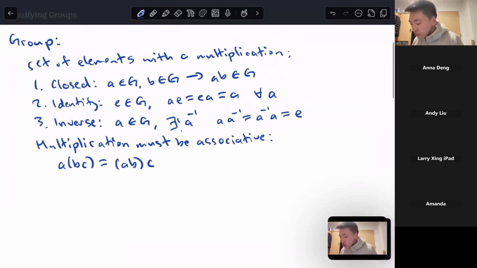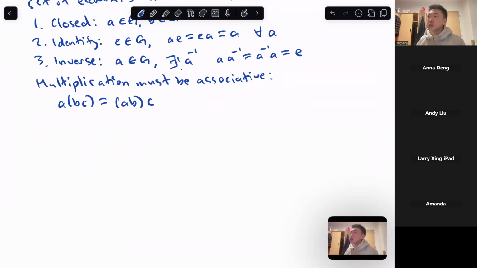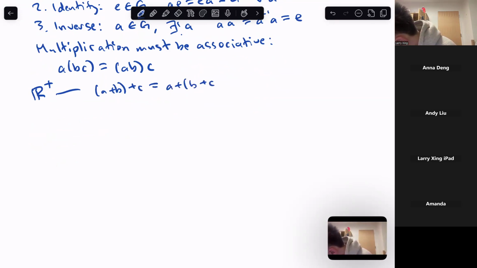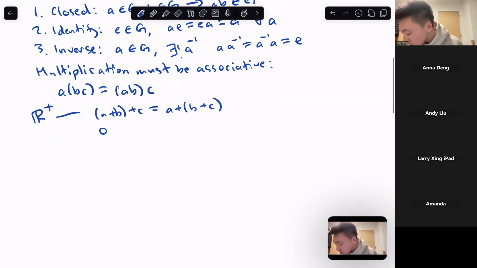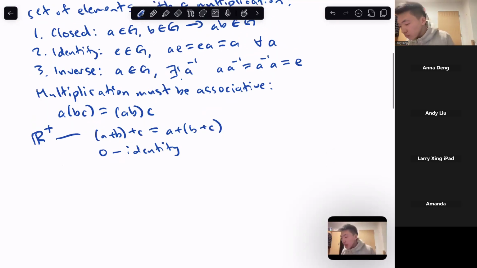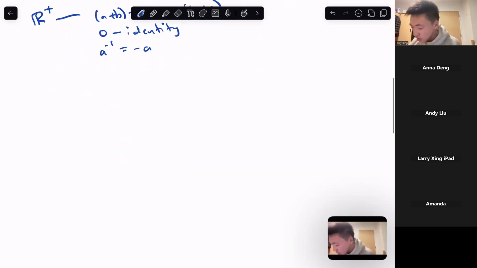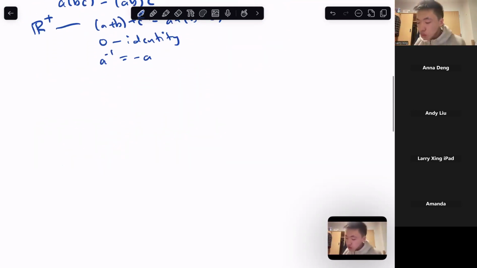Okay, so with this out of the way, let's give some examples of groups. For example, let's look at the real numbers. In this case, the multiplication would actually be addition. So if we check, addition is in fact associative: A plus B plus C equals A plus B plus C. In addition, 0 is the identity. It's obviously closed, right? And the inverse of A is negative A.